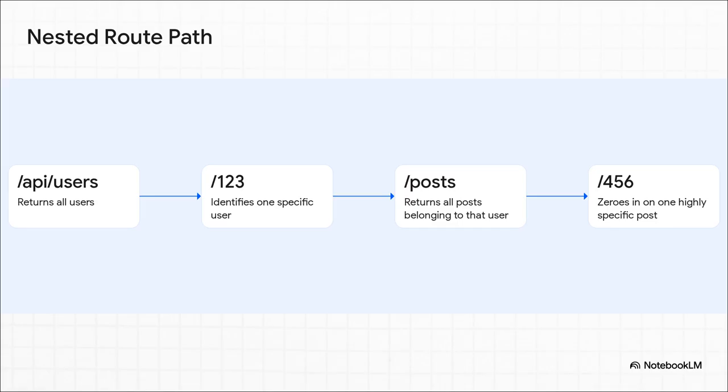Step 3, we append /posts. The server now sees a completely different handler and returns all the posts belonging to that specific user. Finally, step 4, we add /456. Now we have completely zeroed in on one highly specific piece of data.